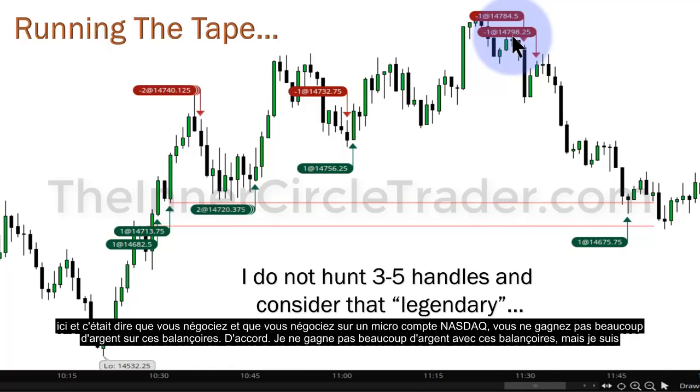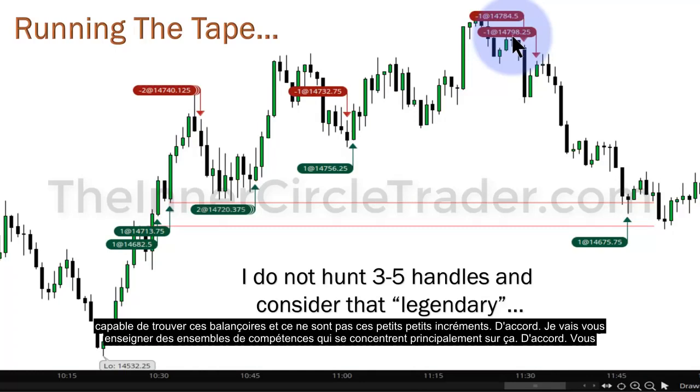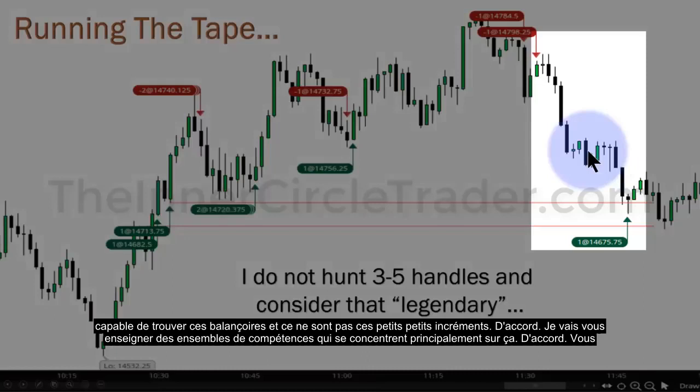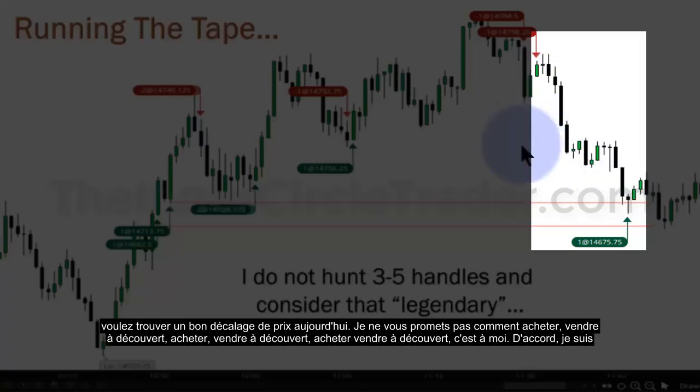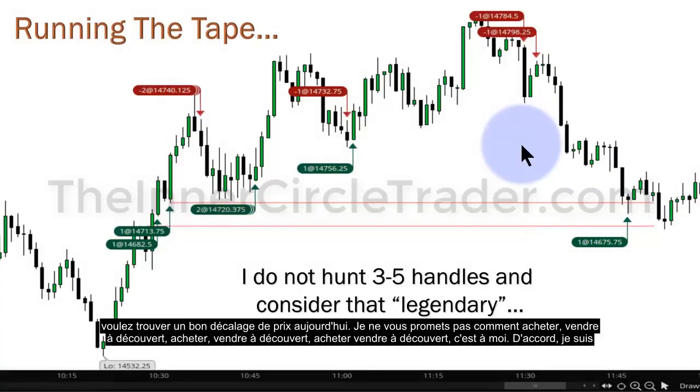So if you're looking at this here, and say you're trading a NASDAQ micro account, you're not making a lot of money on these swings, okay? I'm not making a lot of money on these swings, but I'm able to find these swings, and it's not these small little increments, okay? I'm going to teach you skill sets that focus primarily on this. You want to find a nice price leg intraday. I'm not promising you how to buy, sell short, buy, sell short, buy, sell short. That's not mine, okay? I'm not teaching that.